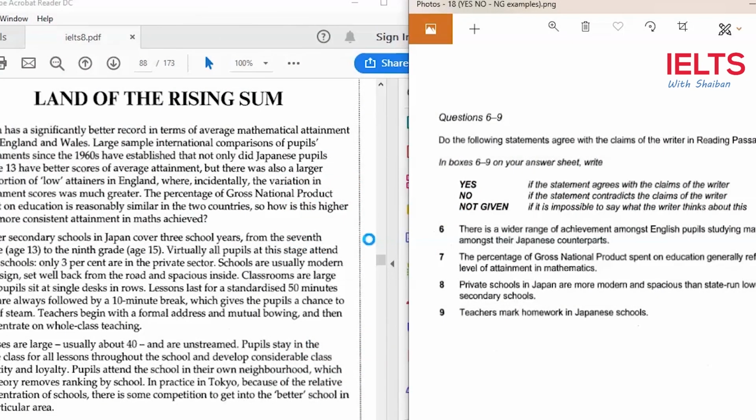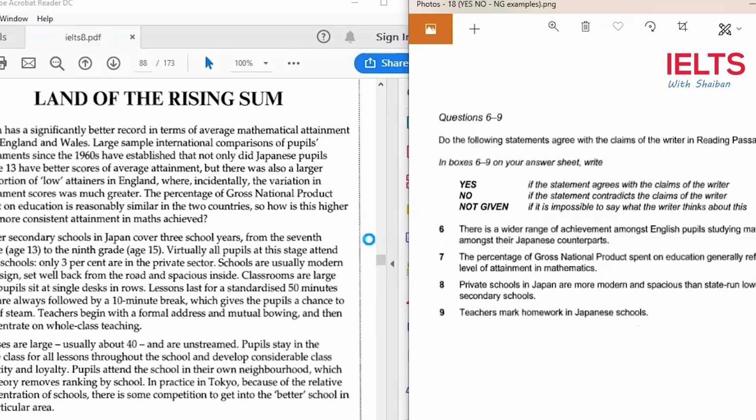As you can see here in front of you, we have the question. Again, the passage is about the land of the rising sun, which we have already finished with the headings. Now we have a task about the yes, no, not given. And as I said, yes, no, not given is different from the true, false, not given, because with true, false, not given, we deal with facts, with issues, with statements which are true or untrue, which are false or not given, no information.